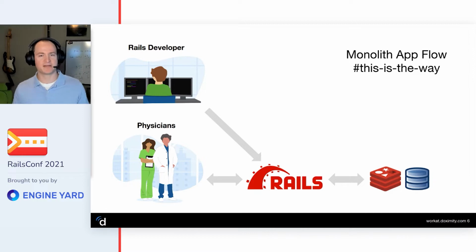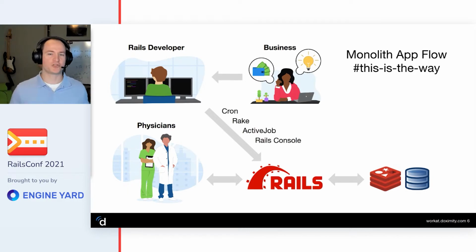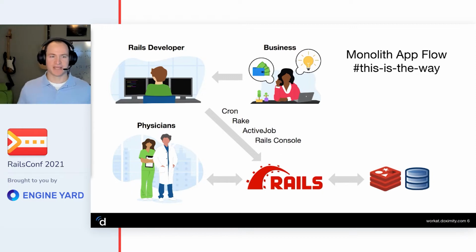And whenever you have a data need, something that is more simple, say you want to go in and upcase all the physicians' first names. Business talks to the Rails developers, and the Rails developers have a very well-known, mature set of tools in order to handle that. Cron, Rake, Active Job, Rails Console, in order to get those data updates to go through the rich domain modeling that Rails has provided and sync it to all of the data stores.